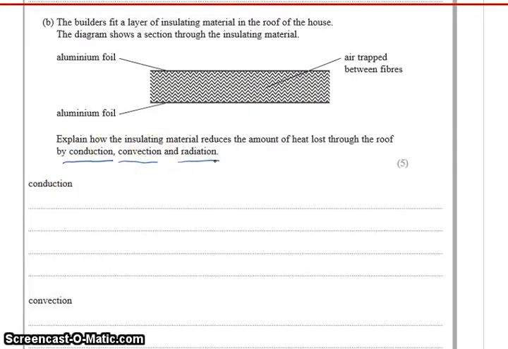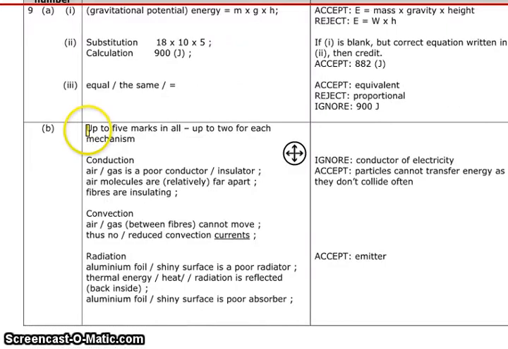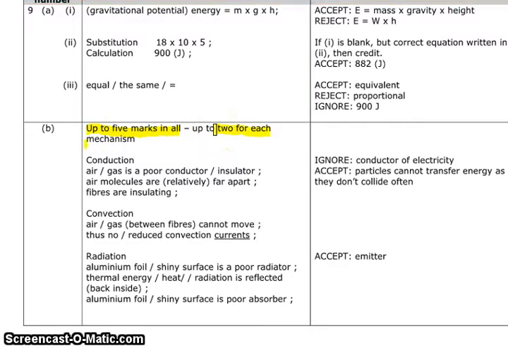And I think the easiest way for me to go through this is basically just to look at the mark scheme that was given for this paper, because what they say straight away is that there's up to 5 marks in all, for which 2 for each of the mechanisms. So really we're looking to try and write 2 significant points about each, and we'll get 2 marks for 2 of them and 1 for one of the other.